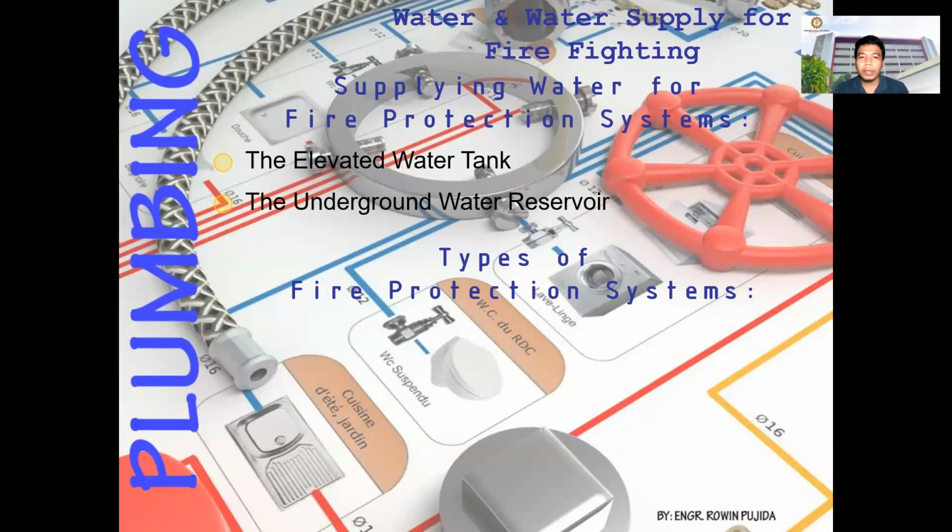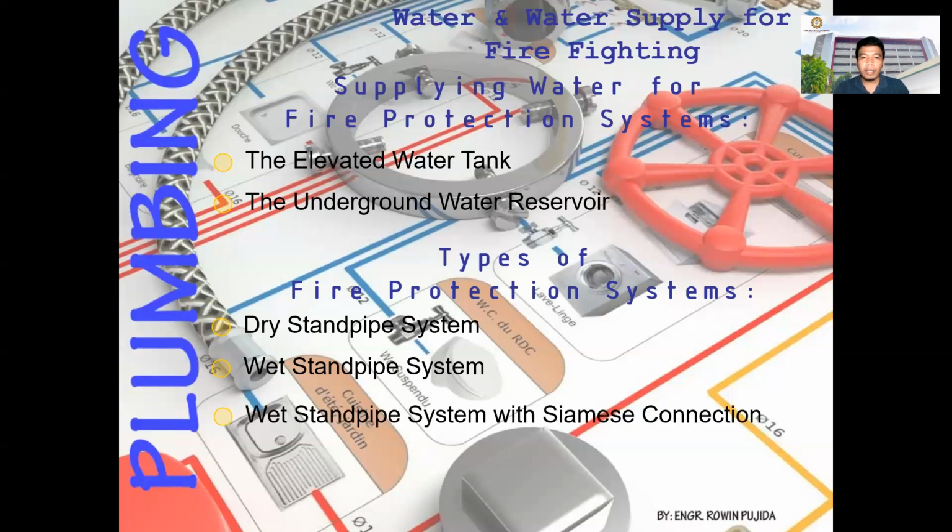Next, we have the types of fire protection system. First is the dry standpipe. Mostly the dry standpipe is installed in buildings of more or less three to four stories and above. With a standpipe system, you have the standpipe near the road where the firemen or the fire truck can easily get water supply from the standpipes.